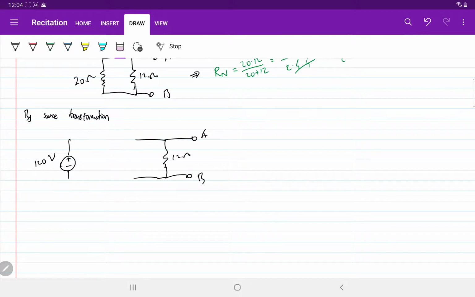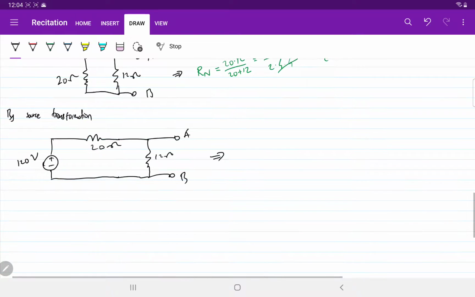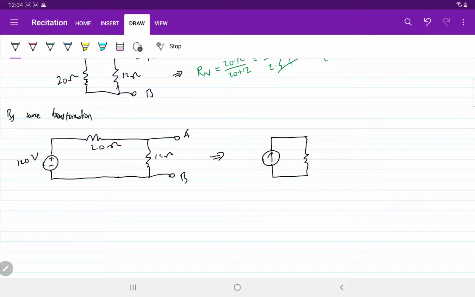So you can rearrange series like this, so you have 10 ohm, 10 ohm, right? They are the same. Okay, so since they're in parallel, we have a single resistor there, just 20 ohm. And let's do the last transformation, current source with a 20 ohm.